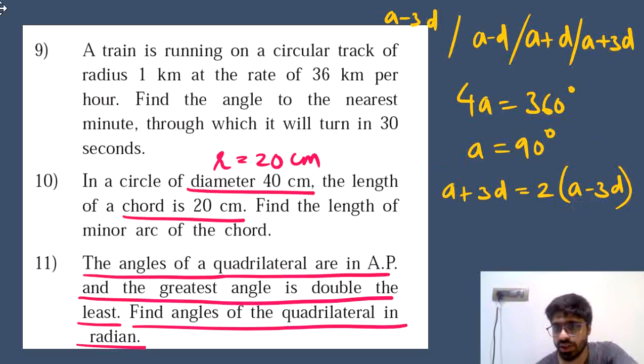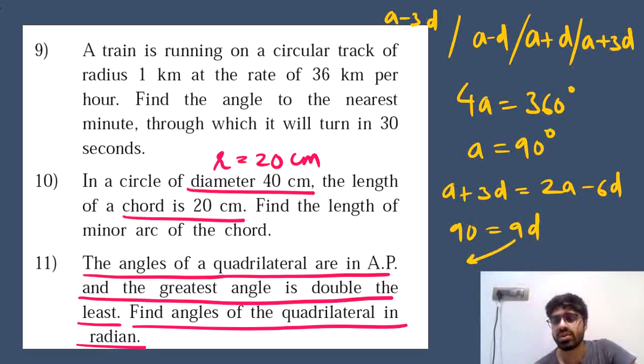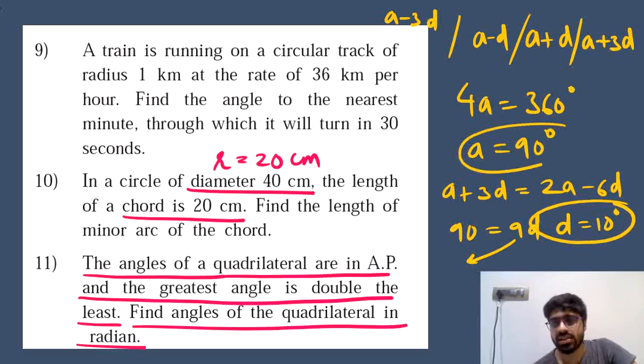So let's solve that condition. On the right, it will be 2A minus 6D. You can take A on the right and minus 6D on the left. So that should give you A as 9D. A is 90. So D would be 90 upon 9, and that is why we get the value of D as 10. So if D is 10, A is 90, we can simply write the angles of our quadrilateral.